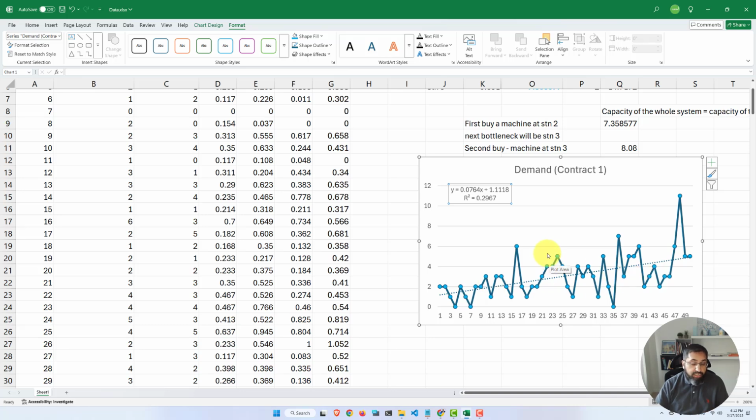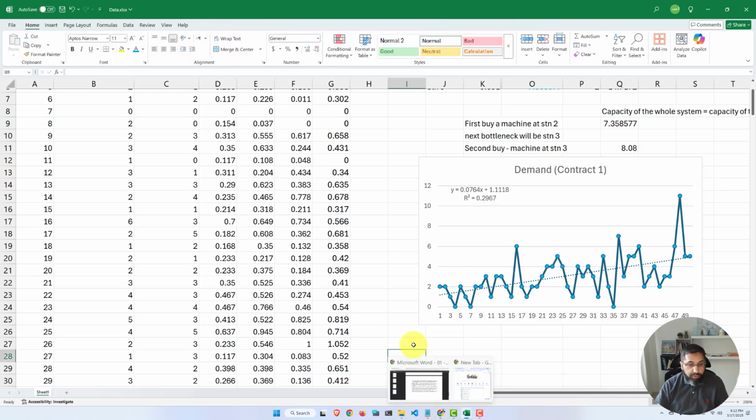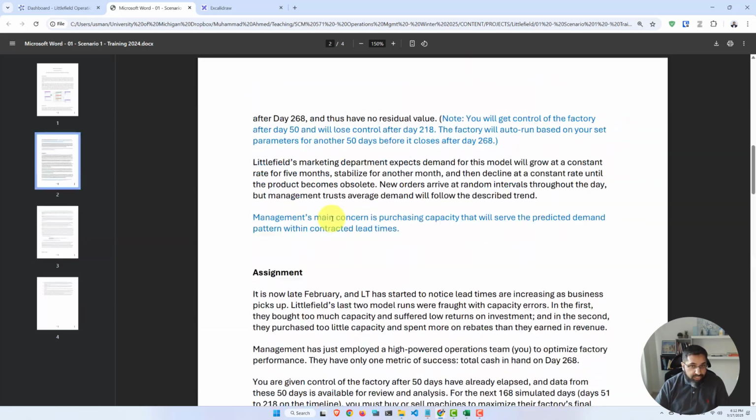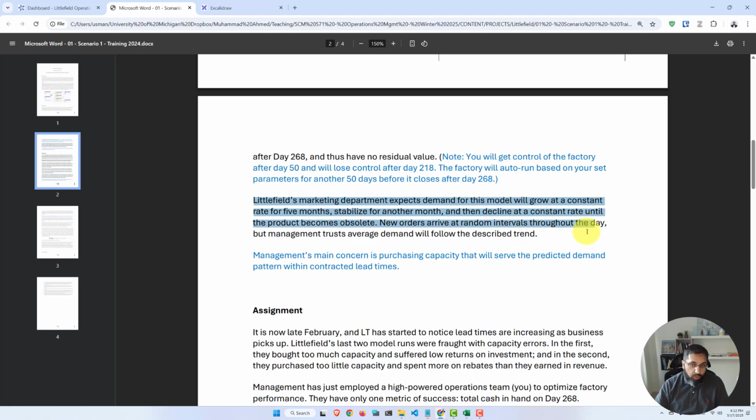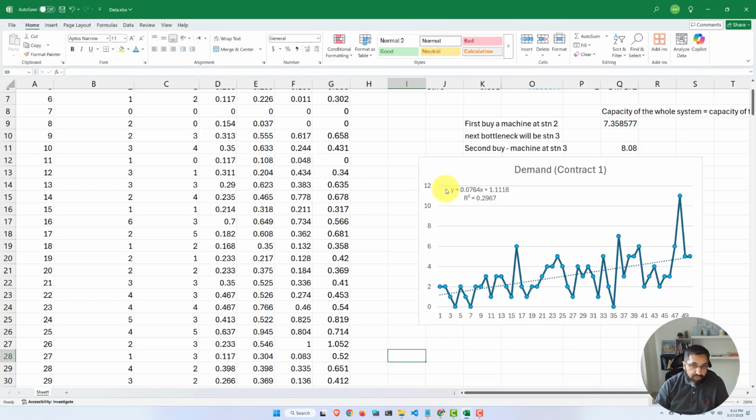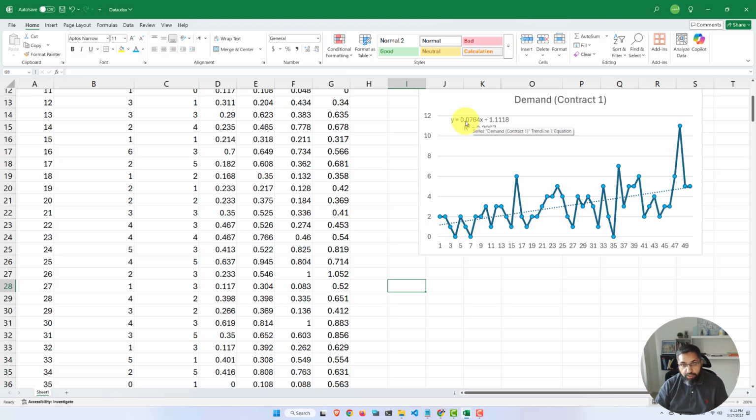There's no seasonality. If you go to the write-up, that's why you read the write-up carefully. The write-up does not talk about seasonality. The only thing it tells you about demand is on page 2 right here, which talks about an increasing trend for the first 5 months. And then the demand is supposed to peak. And so with the information we just have a trend. So regression is great for trend. And so we can use this equation.